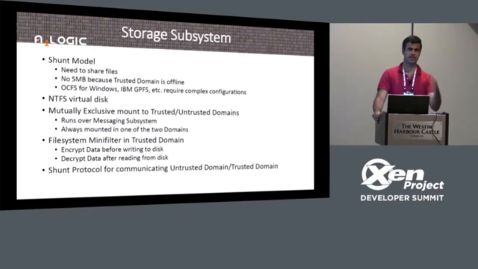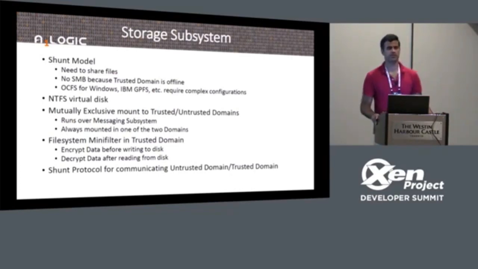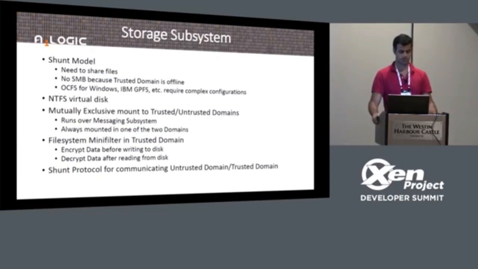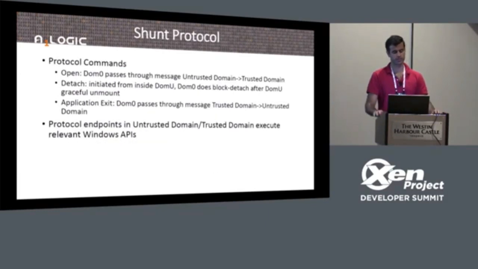The shunt disk is mutually exclusively mounted to either the trusted domain or the untrusted domain, and it's always mounted to one of the two. And we wrote a file system mini filter that will automatically encrypt any writes coming out of the trusted domain and automatically decrypt any reads coming into the trusted domain. And then we also built a shunt protocol for communicating messages back and forth between the trusted and untrusted domains. That shunt protocol is one of the ones that we have implemented over XenStore.